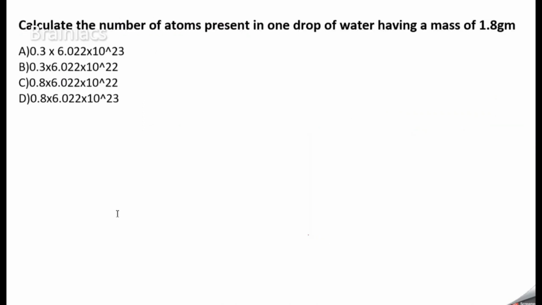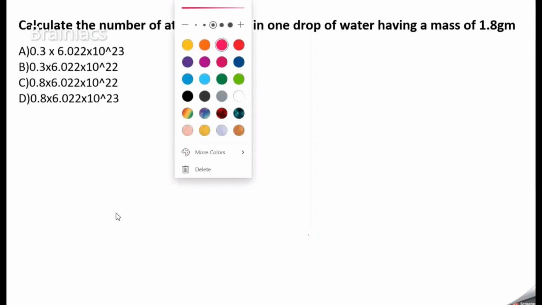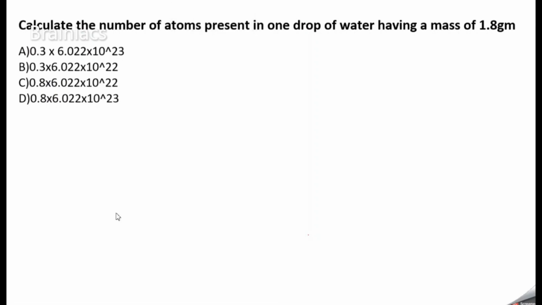Calculate the number of atoms present in 1 drop of water having a mass of 1.8 gram. Now, on reading the question, we could understand that they are asking you the number of atoms, correct? They are asking you the number of atoms. Now, they are asked for what stuff actually? For water. Water is a molecule.